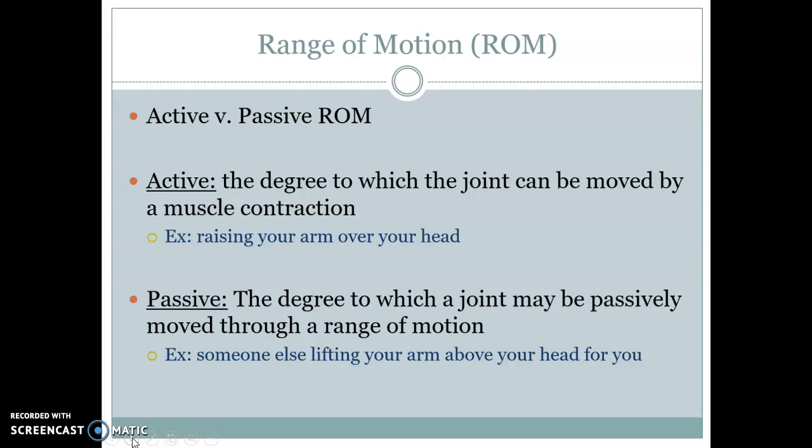Passive range of motion is going to be the degree to which that joint can be passively moved through a range of motion. So to contrast raising your own arm over your head, passive range of motion would be someone else lifting your arm up above your head for you while your muscles are completely relaxed.